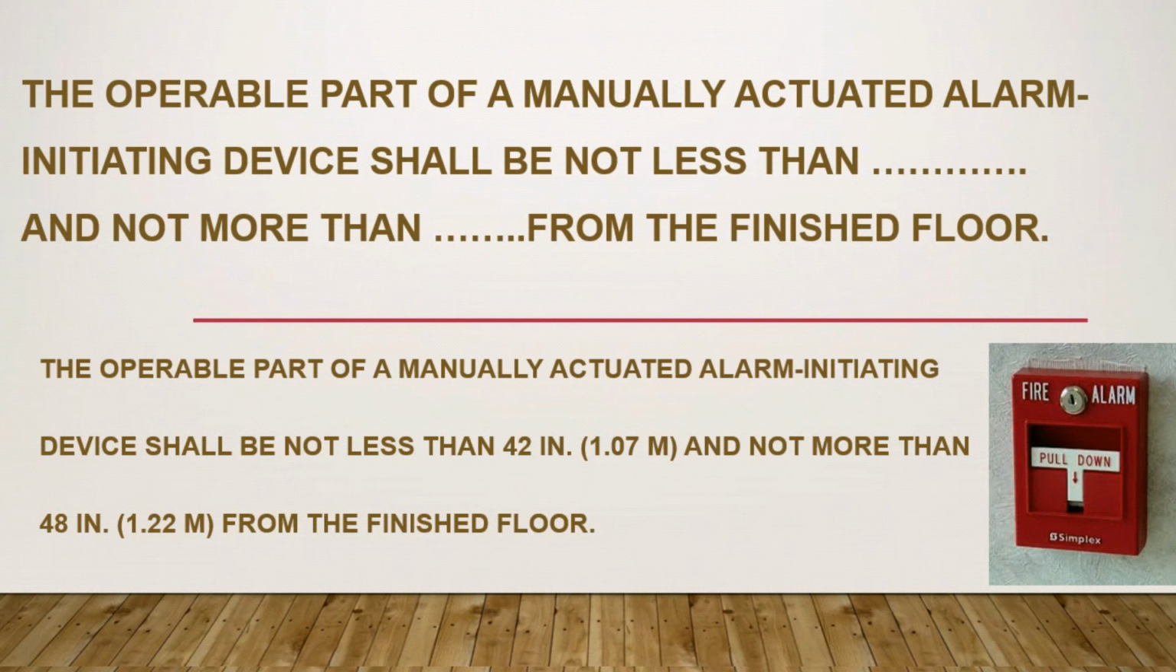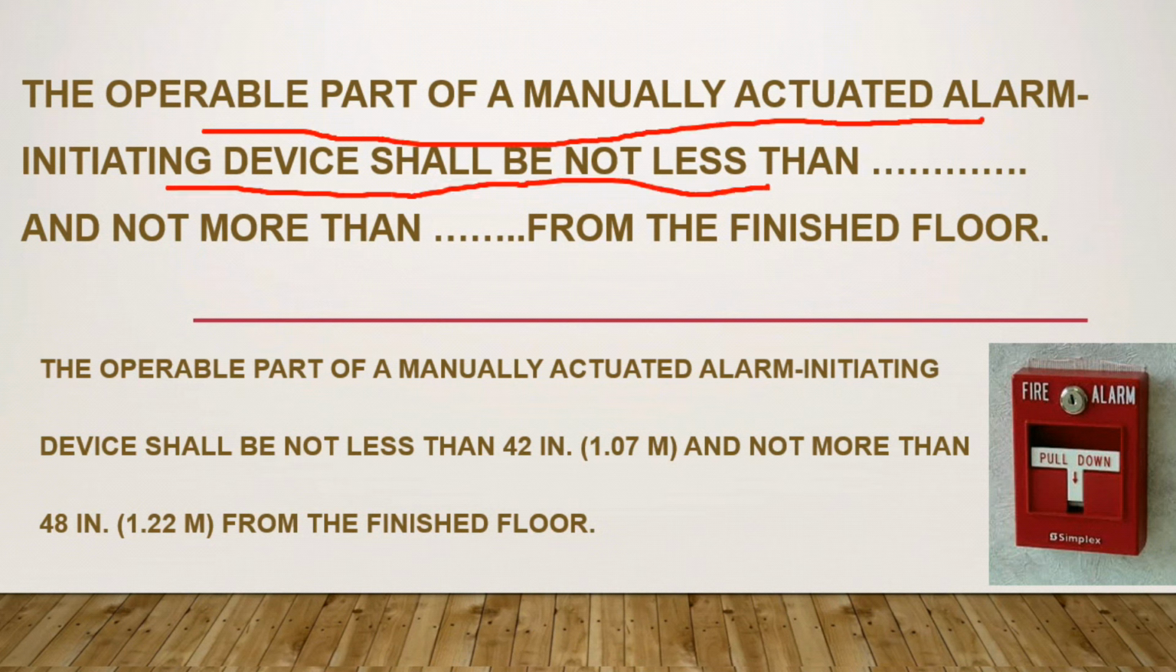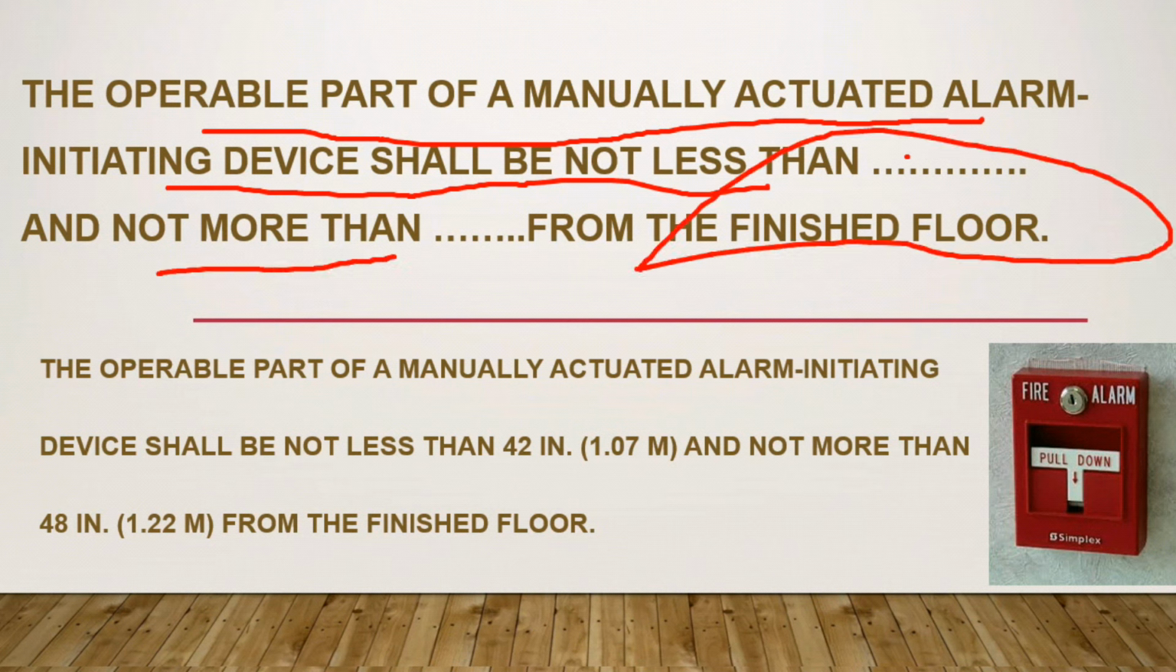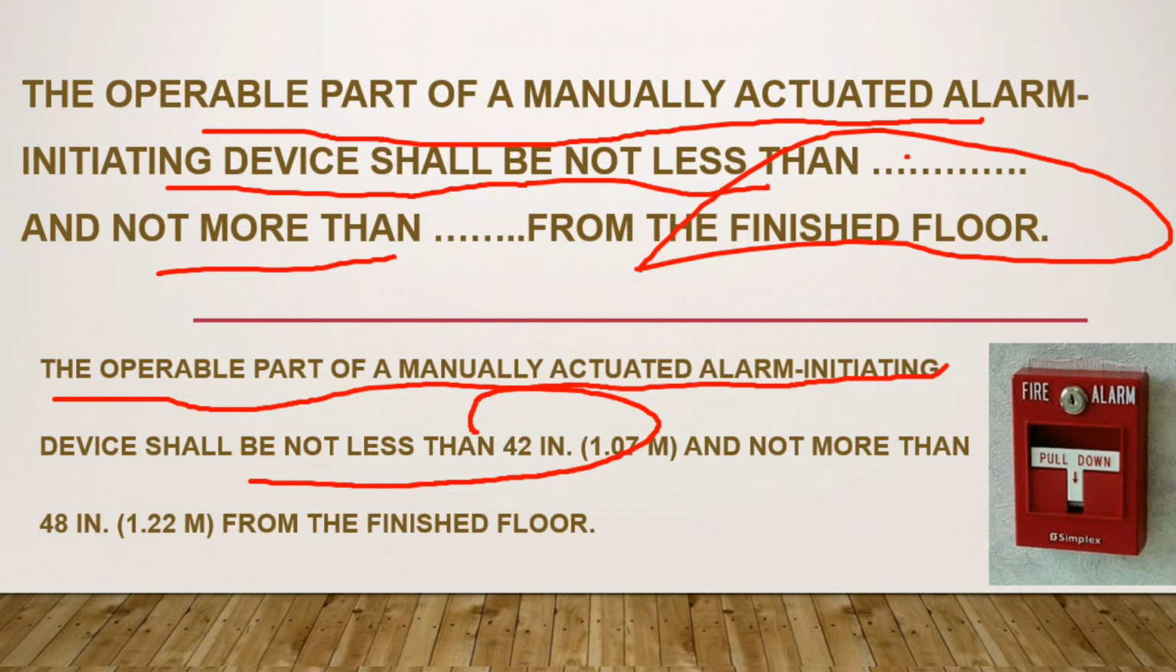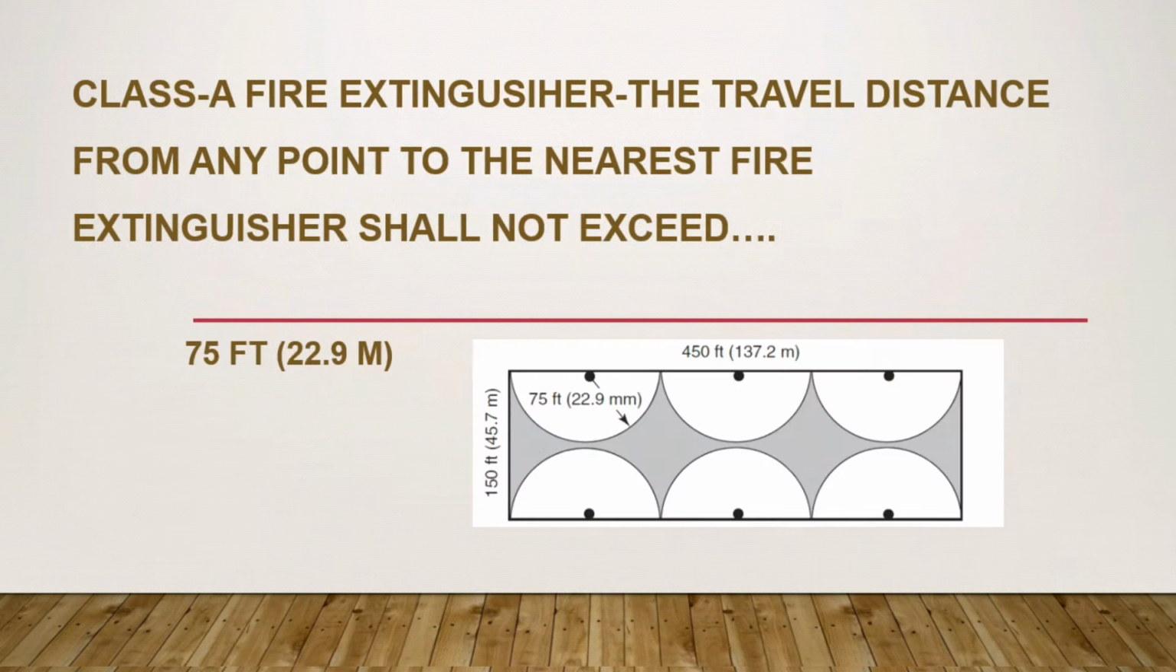The next question is related to the manually actuated alarm initiating device. The operating part of the manually actuated alarm initiating device shall be not less than and not more than some distance from the finished floor. The operating part shall be not less than 42 inches and not more than 48 inch from the finished floor.